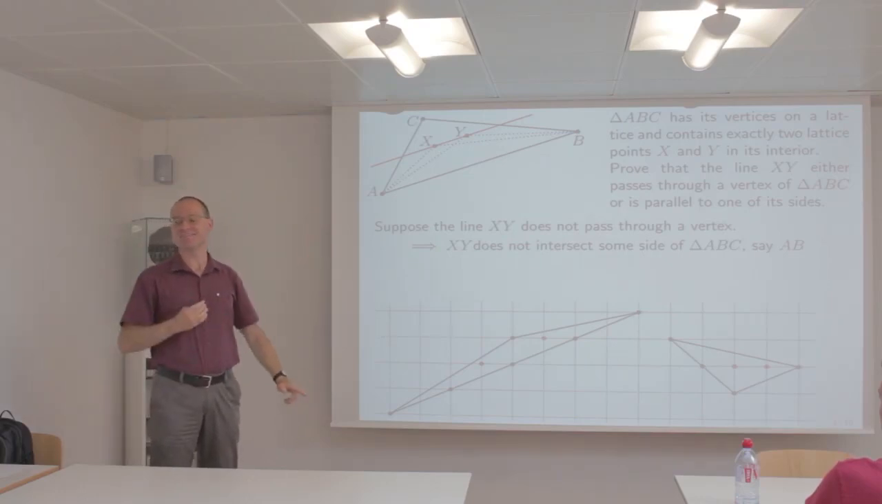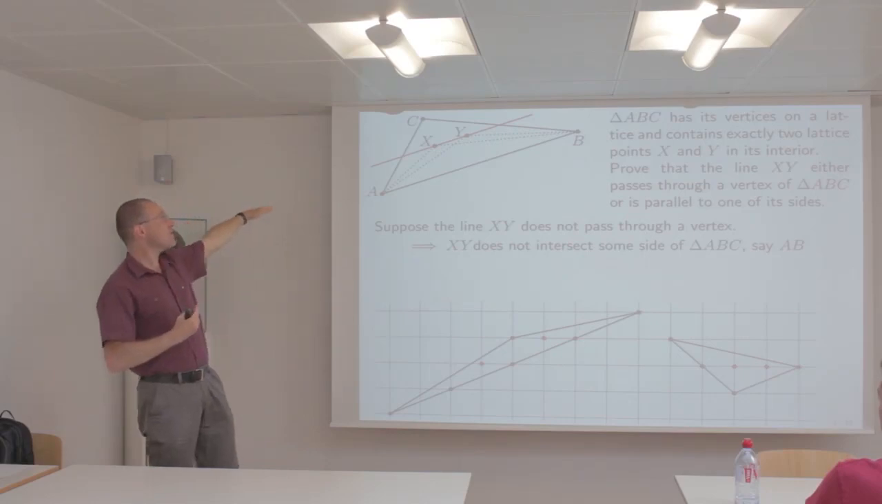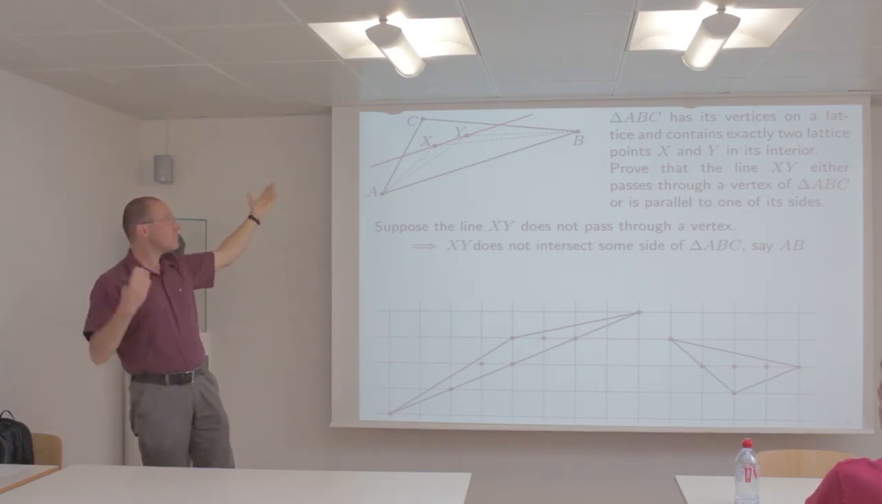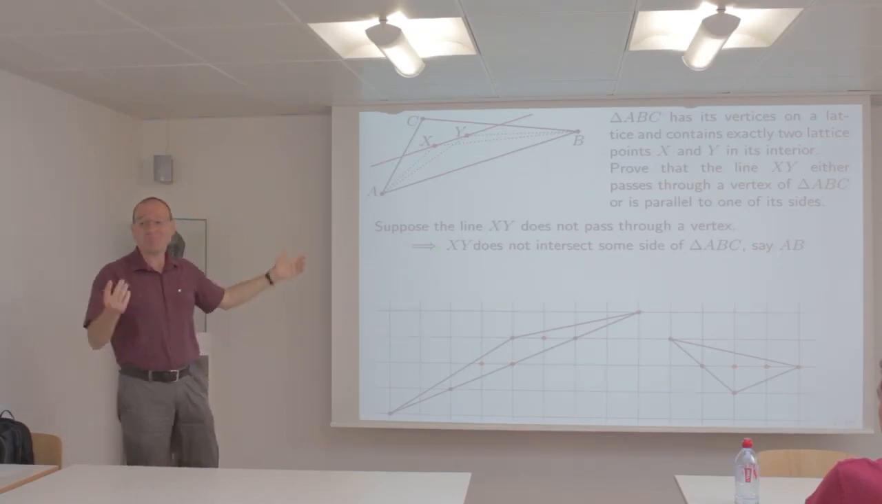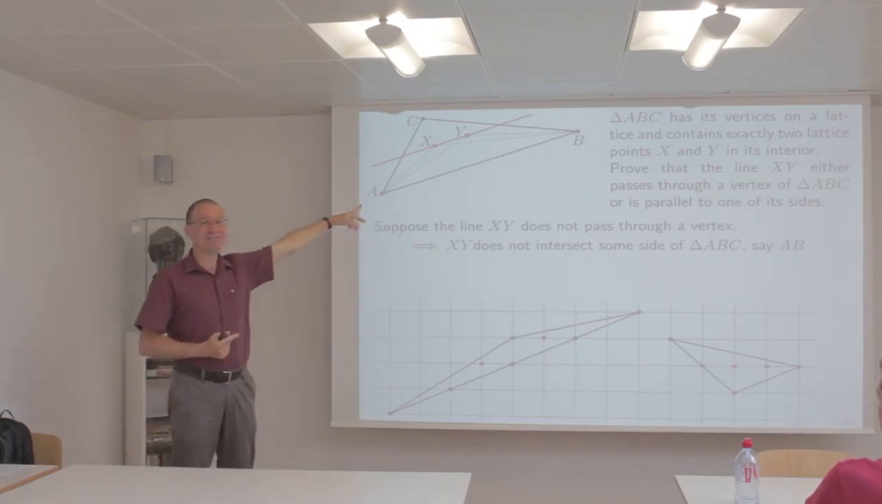Yes? Well, they must have the same base, the same length at the bottom, and the same height. Yes, but why do they have the same area? Boundary points. Absolutely, they have the same number of boundary lattice points.